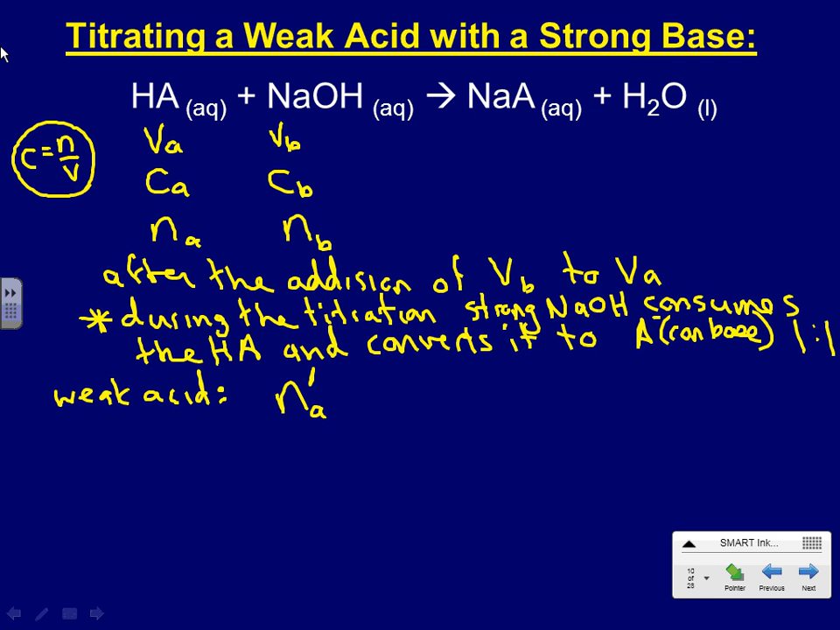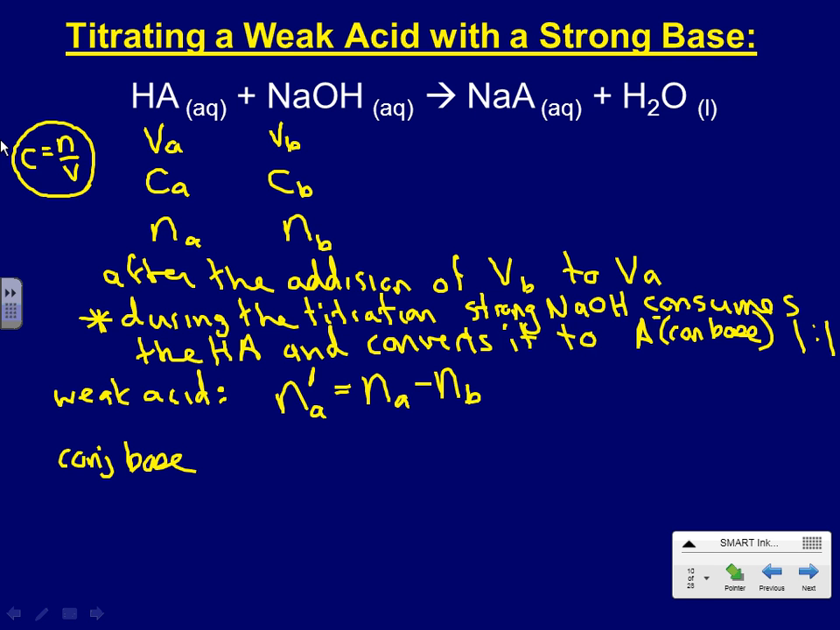So after the addition of base, the number of moles after is equal to the number of moles of acid that I started with, subtracted by the number of moles of base. So if I have a certain moles of acid to begin with, after I add some base, I'm only going to have a little bit of acid left, and I get that by subtracting. Now, what that's going to do is turn that acid into the conjugate base.